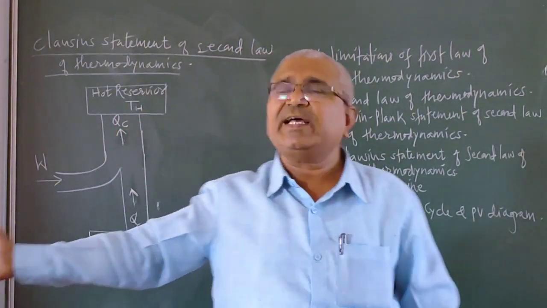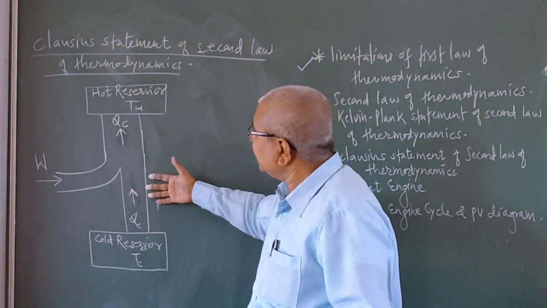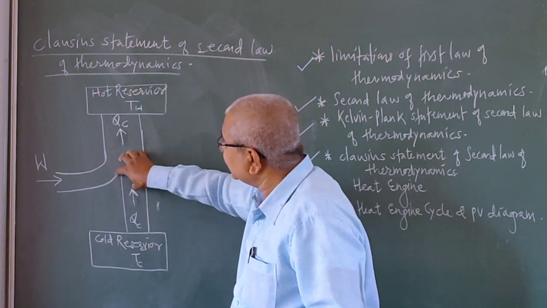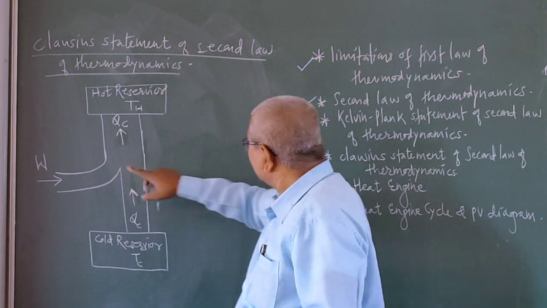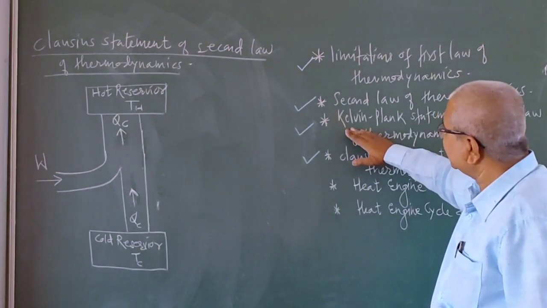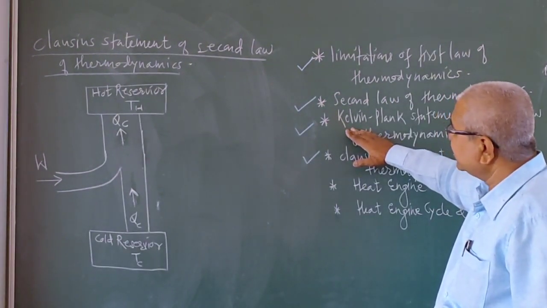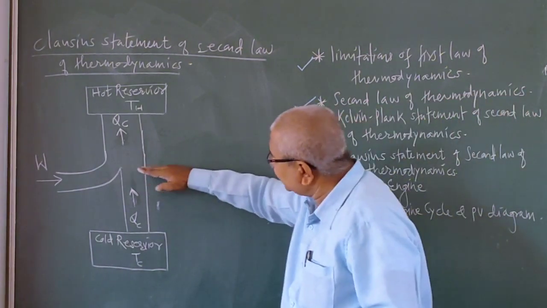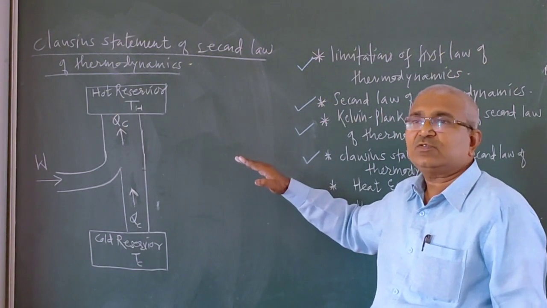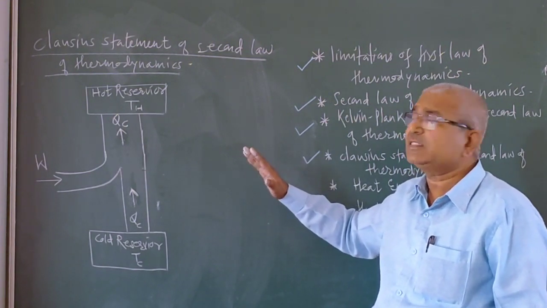And this is the general idea. In this, work is done on the system. The direction of the work is inward. But in case of Kelvin-Planck statement, the work is done by the system and the arrow of the work is outward. So this is the most important difference between these two.